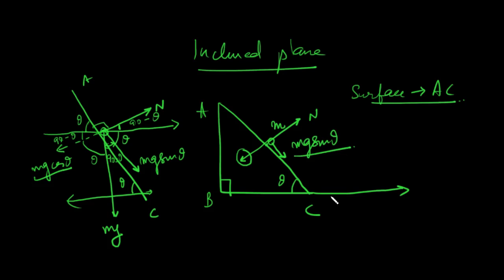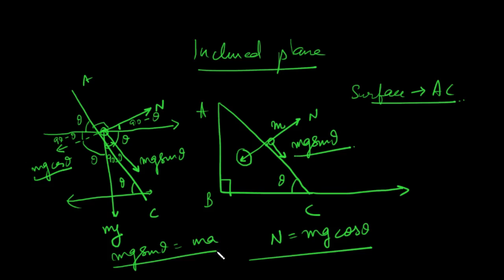So these are the equations, and N would be equal to mg cos theta, since the surface is not going anywhere and the particle is not moving along N. And mg sin theta would be equal to mass into acceleration, and m gets cancelled out, so a would be equal to g sin theta. This is the acceleration along the inclined plane.